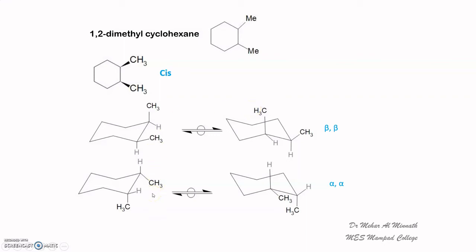And in the alpha-alpha case also, this axial methyl group will have interaction with the axial hydrogens of the carbons over here and over here. So that again contributes two 1,3 diaxial interactions. Similarly here also. So when we look at the 1,3 diaxial interactions, all these four conformers have two 1,3 diaxial interactions. Now let us look into the butane units.